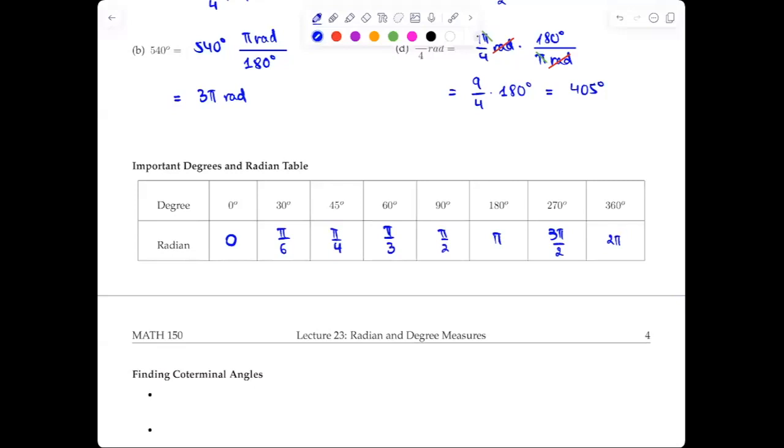All right. More important, these angles are very important. So 60-degree angle, pi over 6, pi over 4, pi over 3, pi over 2, pi, 3 pi over 2, 2 pi. Please memorize this. I haven't asked you to memorize a lot of formulas in this course, right? But these angles are very important to memorize.